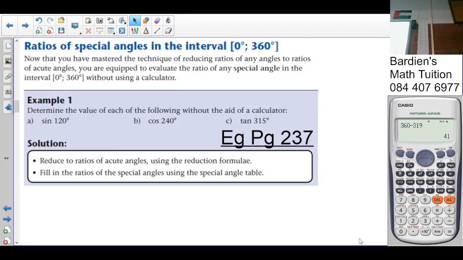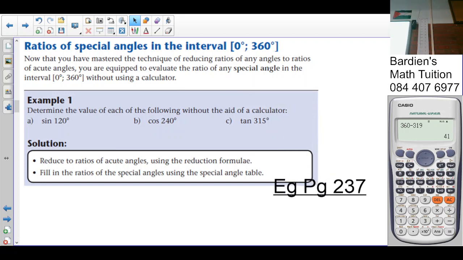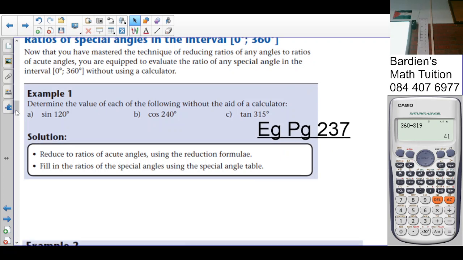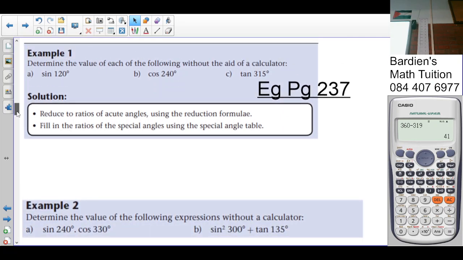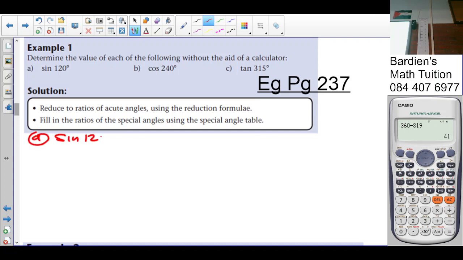So example 1, and this example is on page 237. We are told, determine the value of each of the following without the aid of a calculator. Okay? So let's look at A. In A, we have sine of 120 degrees.